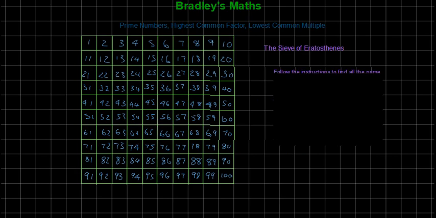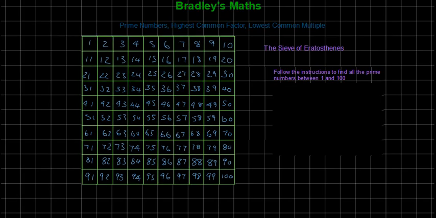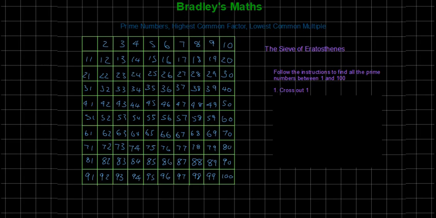So follow the instructions to find all the prime numbers between 1 and 100. Okay, fair enough. Cross out 1. Instruction 1, cross out 1. Well, what I'm actually going to do is I'm going to erase 1 completely. That's 1 gone. Let's go back to our list.